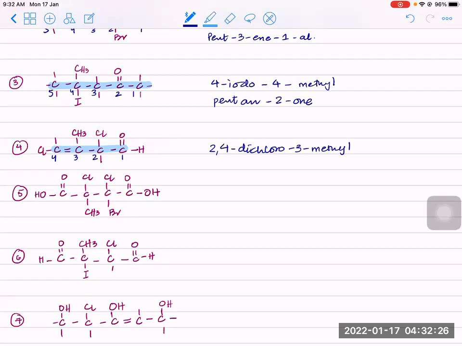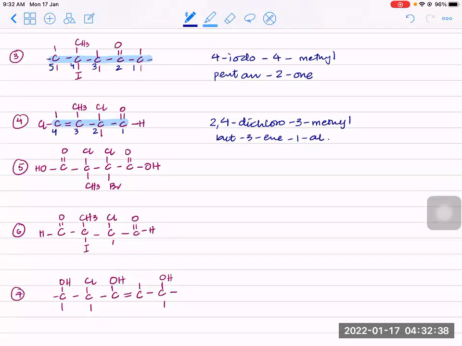Now you have a 4 carbon compound, so you call this bute. On carbon 3, 4, you have an alkene, so you call this bute-3-ene-1-al. Clear? You can't say butanal because it's an alkene.